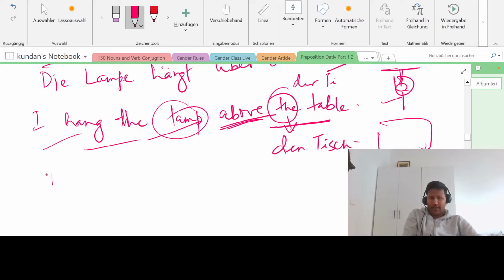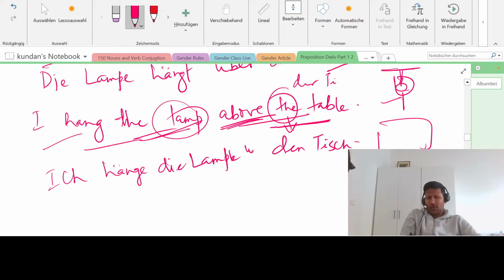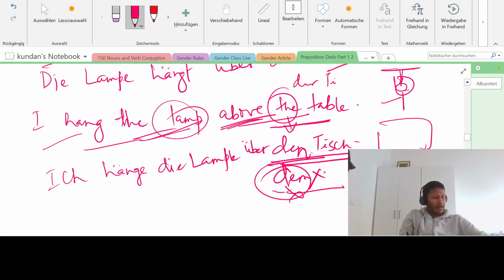So what will be the sentence? It will be: Ich hänge die Lampe. Die Lampe will remain die Lampe in accusative here and here also. We will say die Lampe über den Tisch, not dem. Dem will be wrong here, it is not dative. This is accusative. Let me see if anyone has any doubt so far.